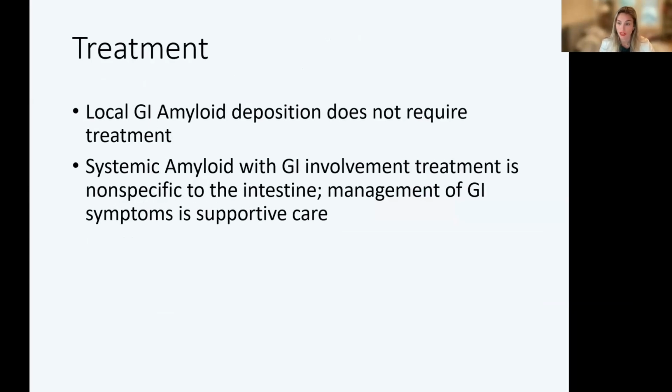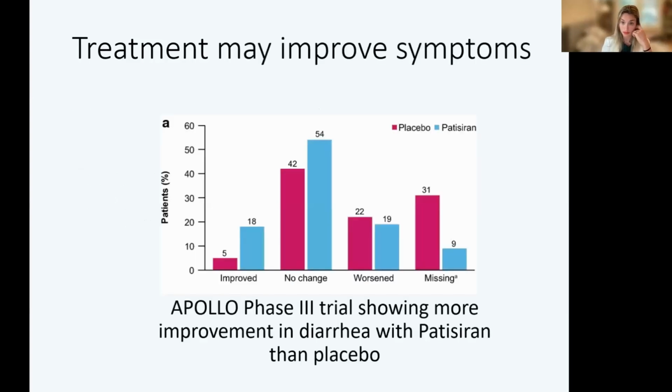Treatment of amyloidosis is dependent. Local GI amyloid deposition does not itself require treatment, whereas with systemic amyloid with GI involvement, treatment is non-specific to the intestine. Management of GI symptoms is really supportive care, again non-specific to the GI tract and amyloid. But we know that systemic treatments of amyloidosis may actually improve the gut symptoms. For example, in the Apollo phase 3 study, treatment showed an improvement in diarrhea over placebo.